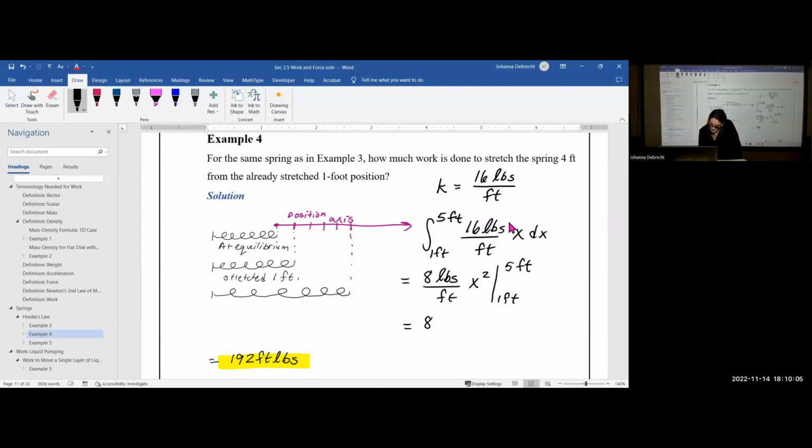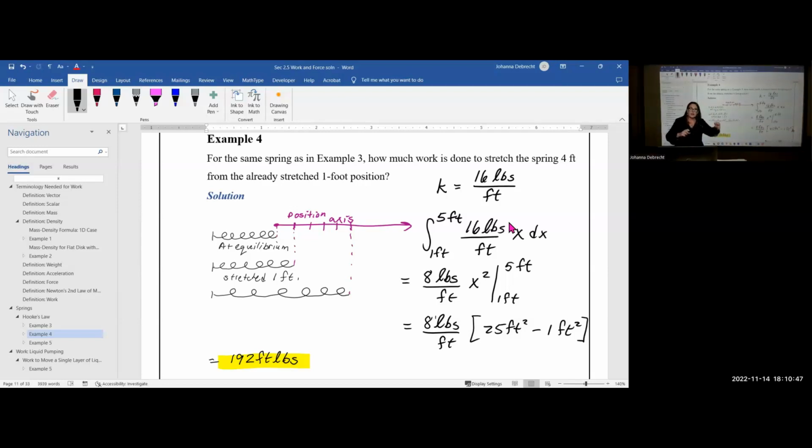This is going to give us 8 pounds per foot times 25 square feet minus 1 square foot. And if you work that out, you get 192 foot-pounds of work done. All right, so 192 foot-pounds. Now we've stretched it from 1 out to 5, a distance of 4 feet. My question to you now is, if I move it 4 feet again, but I start at 2 and move to 6, is it the same amount of work done?